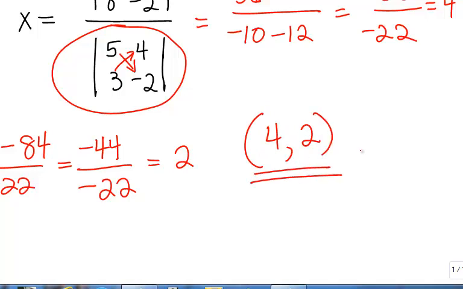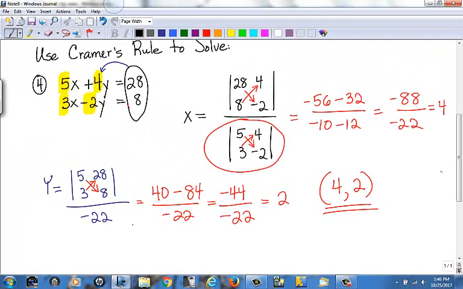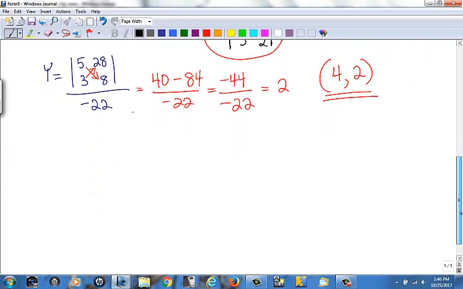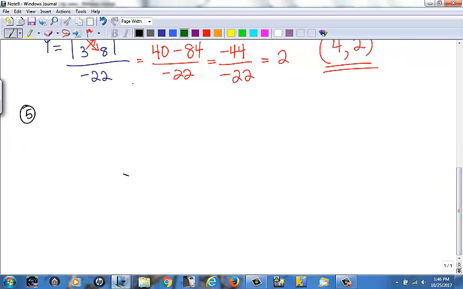And Cramer's rule is actually one of the easiest methods to solve 2 equations, 2 unknowns. I don't know why they don't start with that, but okay. Let's do another example. Let's do another 2 equations, 2 unknowns.